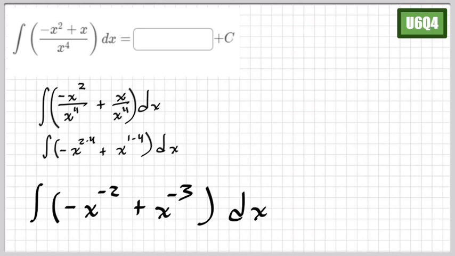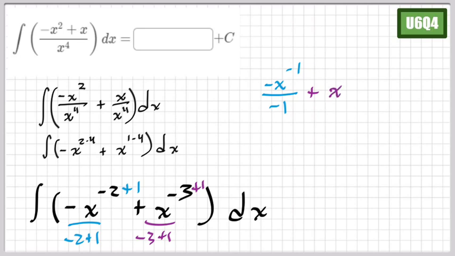Okay, so we're going to do the antiderivative of that first term. To do the antiderivative of this first term, we have to add 1 and then divide by our result. Okay, so we get negative x raised to the negative 1 divided by negative 1. And I'll simplify later. Remember, this is the first time doing it, so try to write as much as you can so you're not making mistakes. Okay, I'm going to add 1 to the exponent and then divide by whatever our new exponent is, negative 3 plus 1. And then we get an x raised to the negative 2 divided by negative 2.